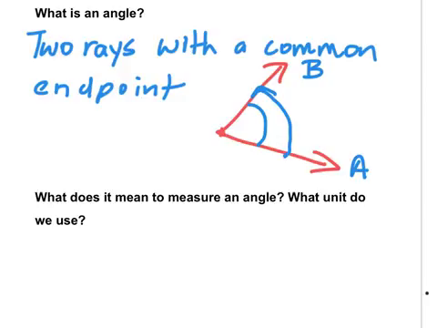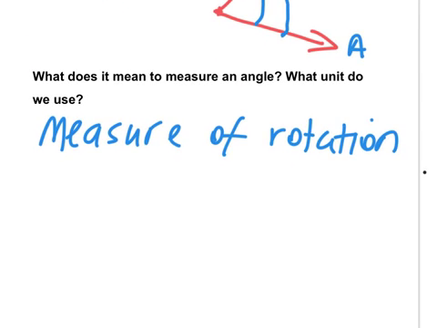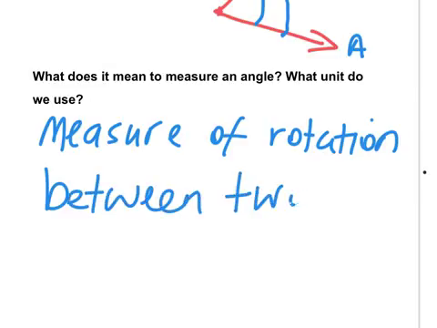When we measure an angle, we're looking at the amount of rotation. Okay? So it's the measure of rotation between two, I don't know, arms of an angle.